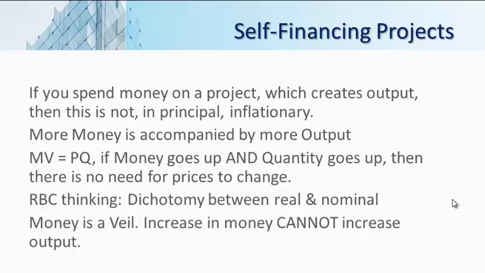So this is exactly what Keynes said in the General Theory, that the classical theory is a special theory which applies to the case of full employment economies, and his general theory applies to the case where you have unemployment and underemployment. So there are these projects which self-finance in the sense that you spend money on them, then they create output, and the output pays back for the money that you spent. So this is a practical implication.